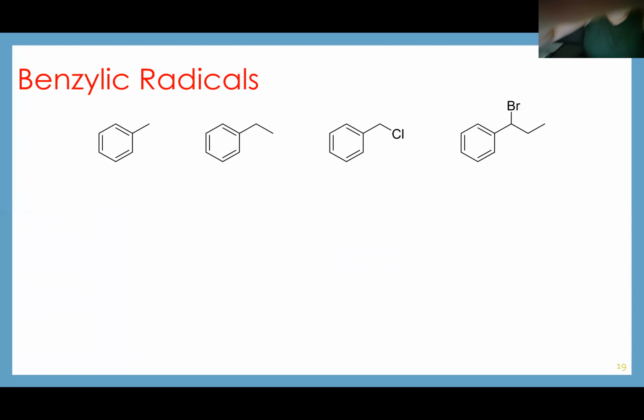Okay, so just like our allylic radicals, we also have what are called benzylic radicals. These are radicals formed in the, probably you're able to guess this, but the benzylic position. So the benzylic position, reminder, is 1 carbon away from the benzene ring. So this molecule here is called benzyl chloride because you have a chlorine in the benzylic position.